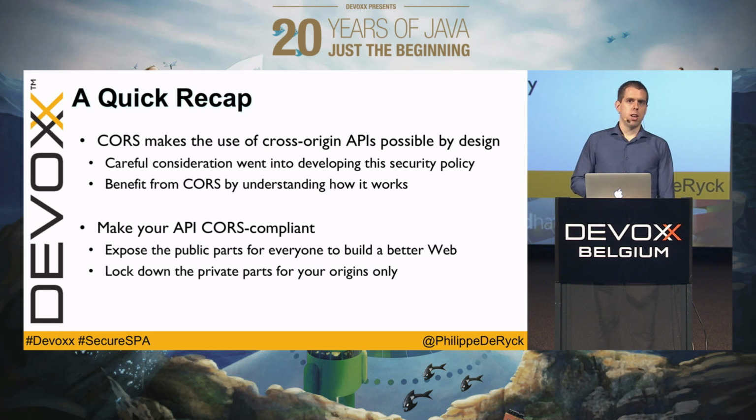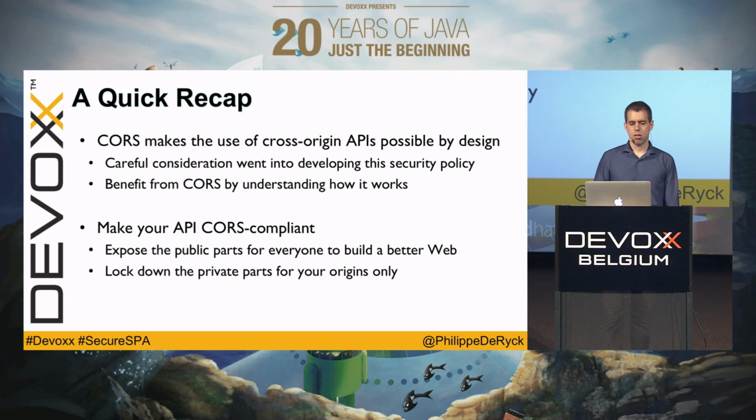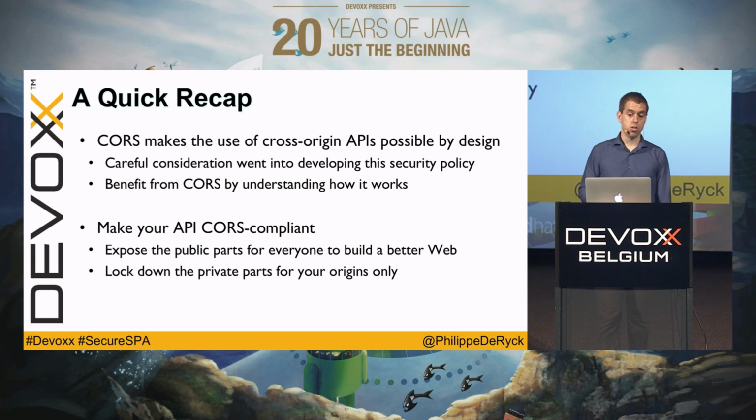Make your API CORS compliant. Maybe somebody wants to use a part of your API that's public anyway, but isn't able because you don't send the right headers. Check this and enable this. And if you have an API that's only for your application, make sure you lock it down by not sending the CORS headers that are supposed to be there on the response.